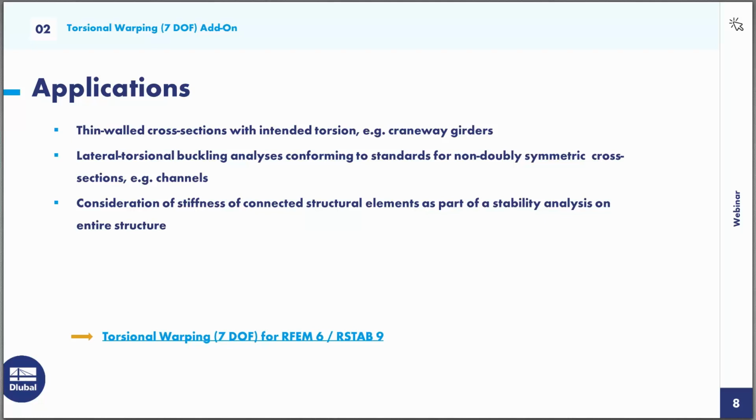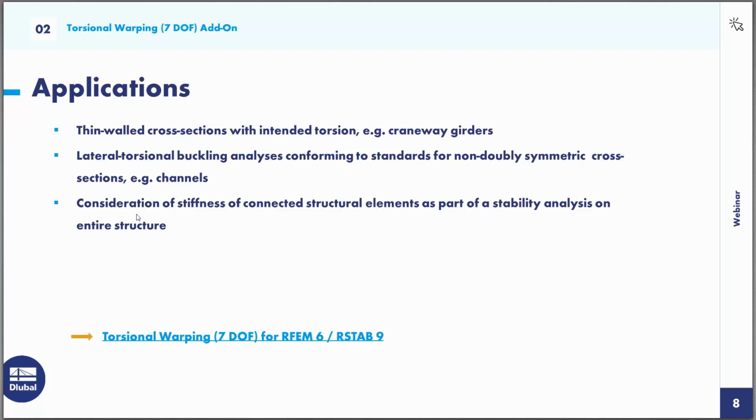Possible applications and use cases of this add-on are listed on this page. So we can use it for all thin-walled cross-sections where we have intended high torsional moments, for example, craneway girders, where we want to consider the torsional load so that we have primary torsion and secondary torsion. And then the 7 degrees of freedom add-on is also used for the calculation of lateral torsional buckling according to the standards for non-doubly symmetric cross-sections.